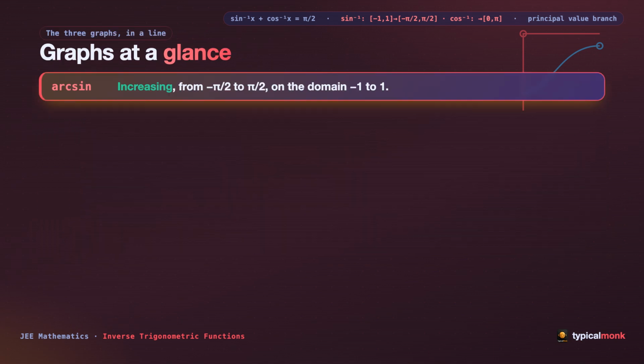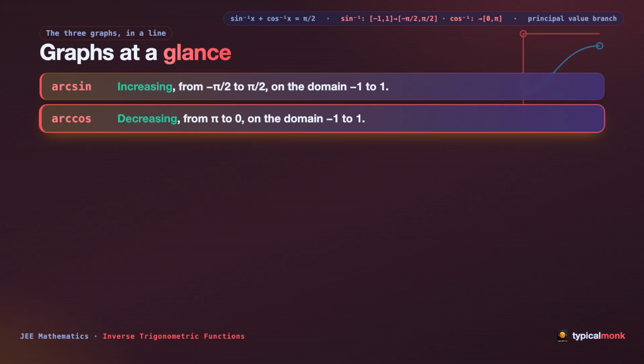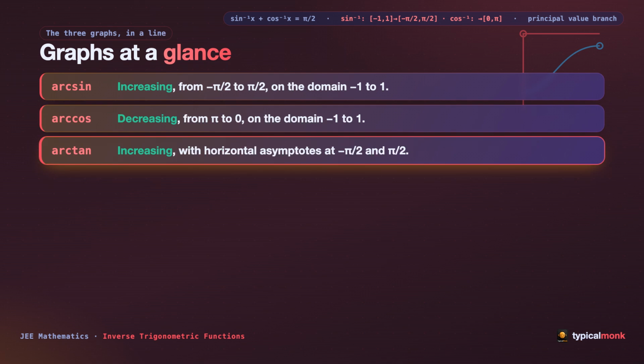Now, the three graphs at a glance. Arcsine, increasing from minus pi by 2 up to pi by 2 on the domain minus 1 to 1. Arccosine, decreasing from pi down to 0 on the domain minus 1 to 1. Arctangent, increasing with horizontal asymptotes at minus pi by 2 and pi by 2.